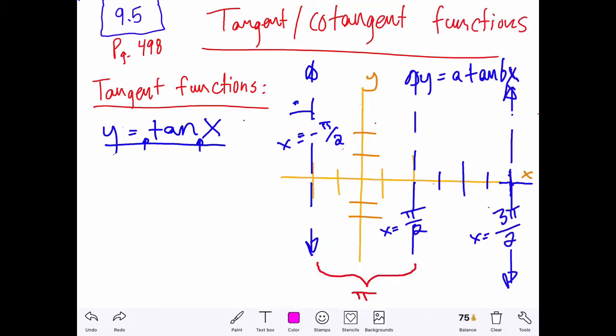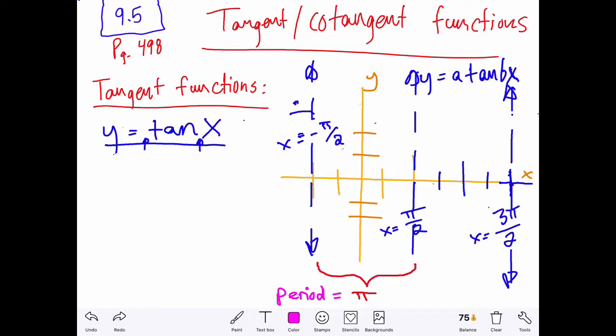Okay, so another thing we want to notice here is that our period, instead of being 2 pi, as it was with our sine and cosine graphs, our period distance or time in this case is pi. Okay, from negative pi halves to pi halves is pi.